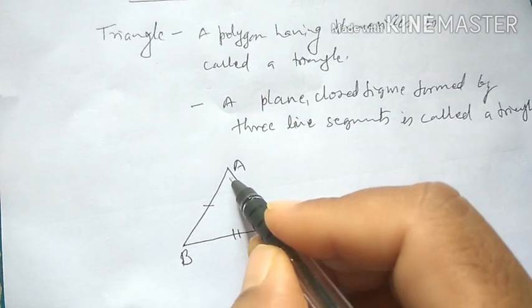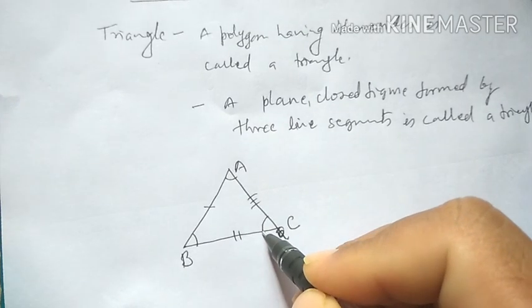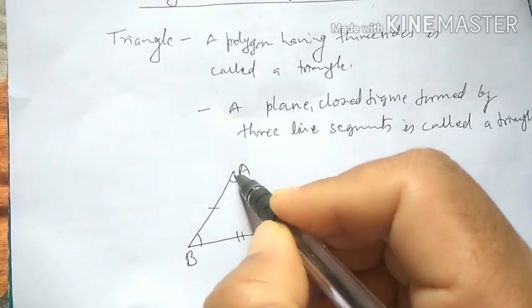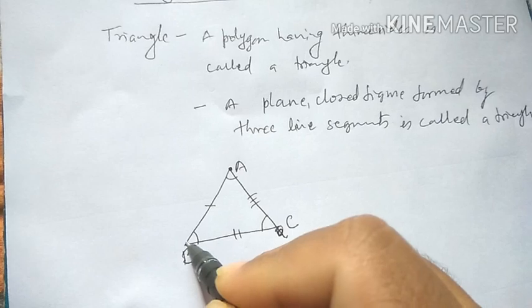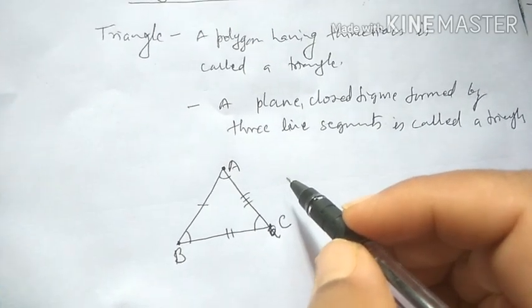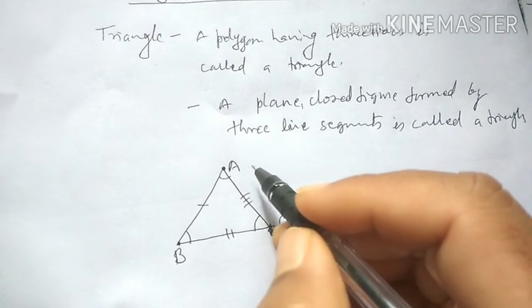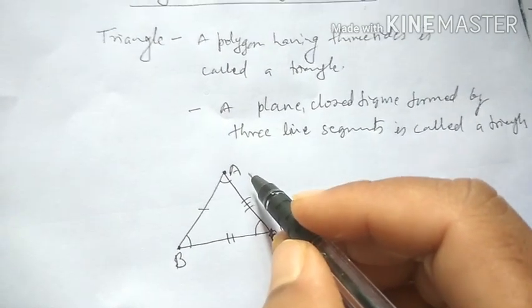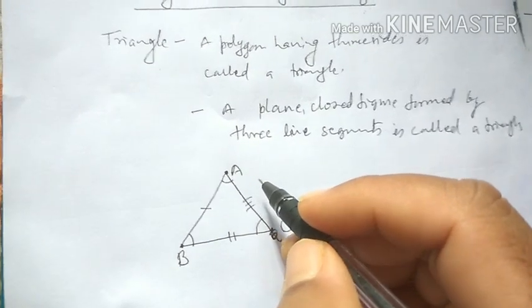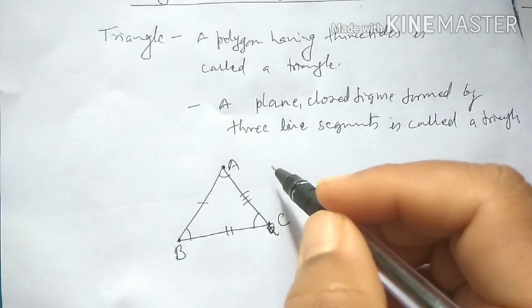A triangle has three angles, angle A, angle B and angle C. And a triangle has three vertices, vertex A, vertex B and vertex C. So the triangle has six parts. What are called the parts? The three sides and three angles are called the parts of a triangle. So a triangle has six parts.